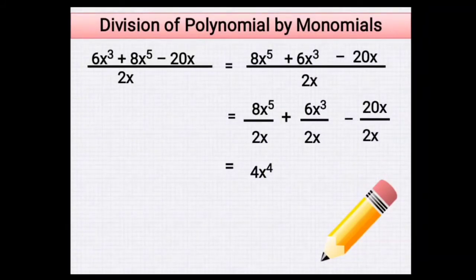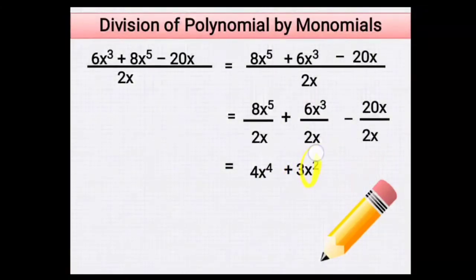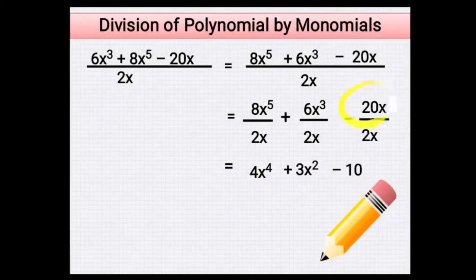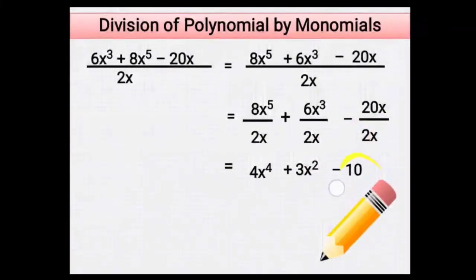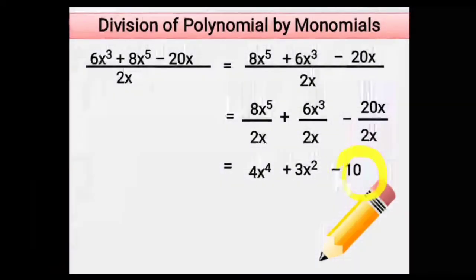Next, we have 6 divide 2 is 3. Copy the variable x. 3 minus 1 is 2. That's why we have 3x squared. So, minus 20 divide 2 is 10. Okay? Then, what is the exponent of x? 1. What is the exponent of x? 1. In that case, they have the same exponent. Therefore, that is equal to 1. Okay? 10 times 1 is 10. That's why here we have 10 only.